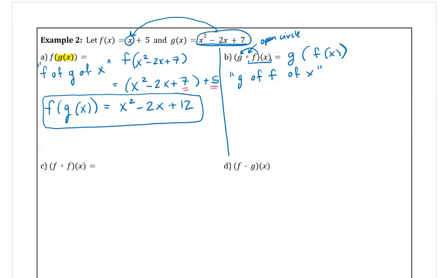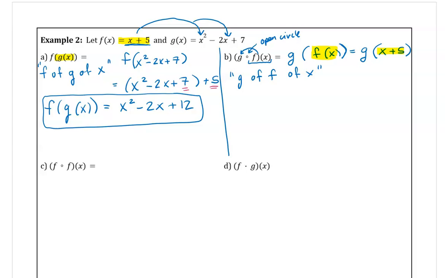Now F of X is plugged into the G function, so this is going to go the other way around from what I did last time. I'm going to take the entire F of X expression, and it gets plugged into the G of X function everywhere that G of X has an X. So I can think of this as G of X plus 5, because that's what F of X is. It's X plus 5.